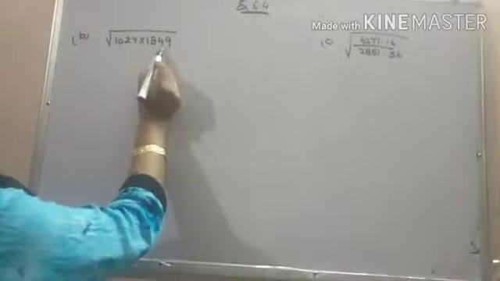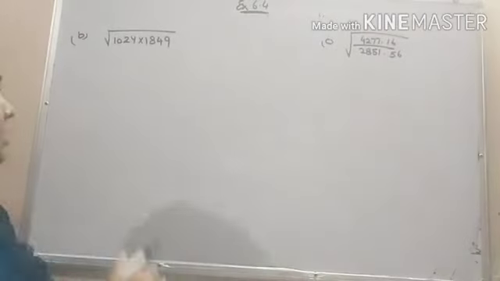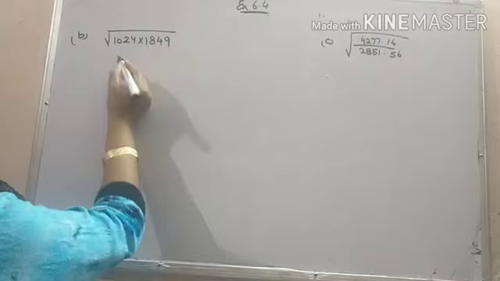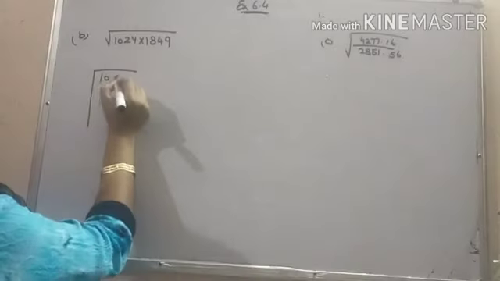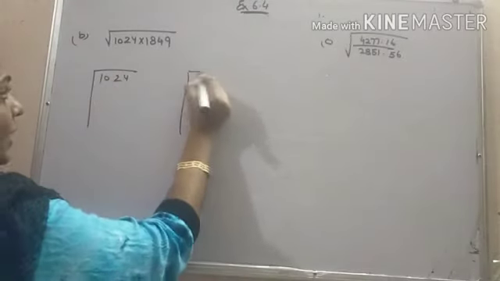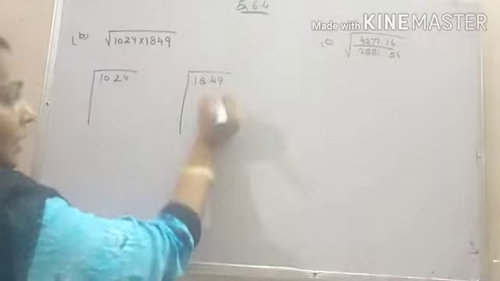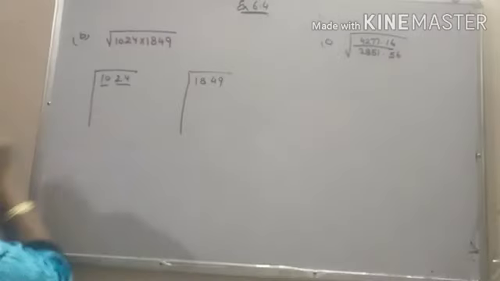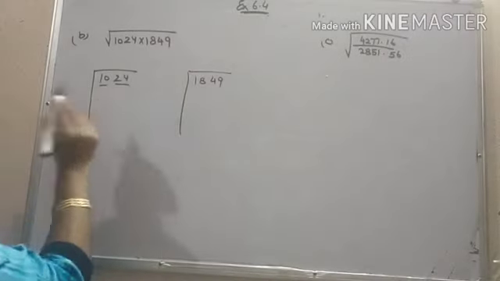In part B there is no decimal term. So the only way to solve this is to find the square root of these two numbers separately and then do the multiplication. Make the pairs from right to left.